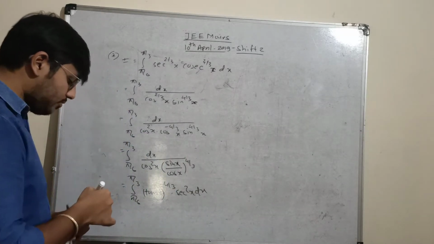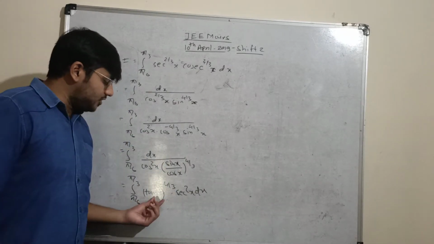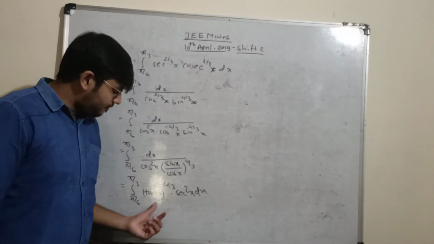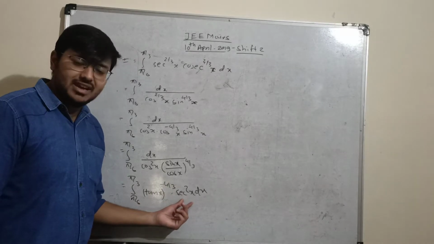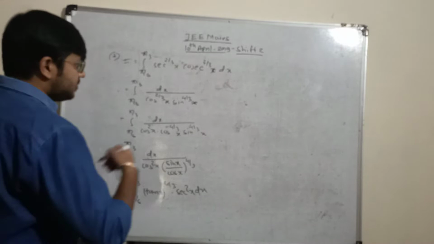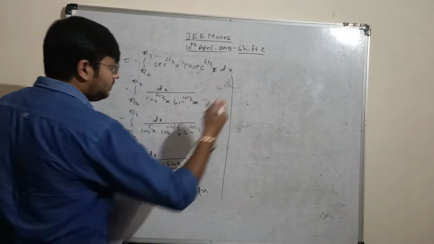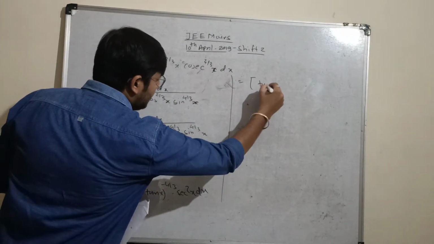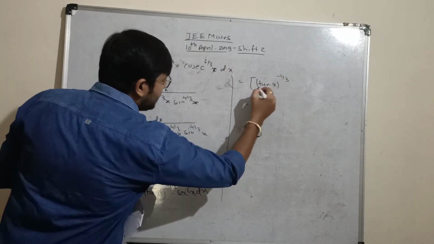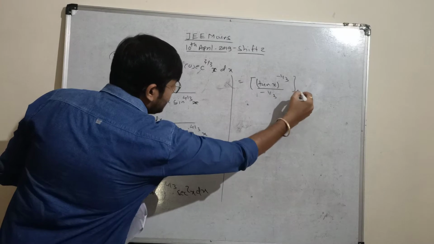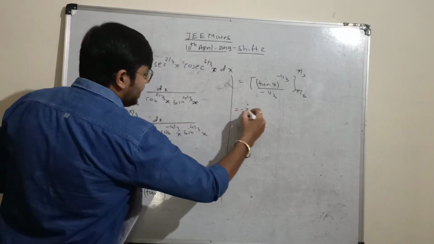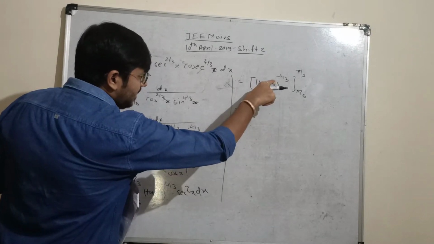Now we all know the property that if there is a function f(x) with power n into its derivative, then the answer will be function raised to n plus 1 by n plus 1. So according to that property, it will be tan x raised to minus 4 by 3 plus 1, that is minus 1 by 3, upon minus 1 by 3, from pi by 6 to pi by 3. So I'll keep minus 3 as it is. It's tan x raised to minus 1 by 3.